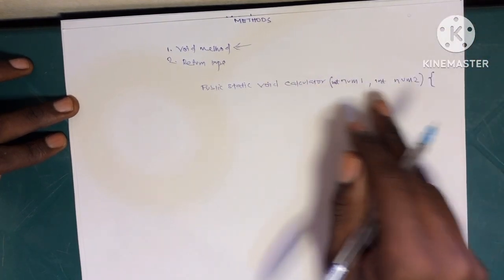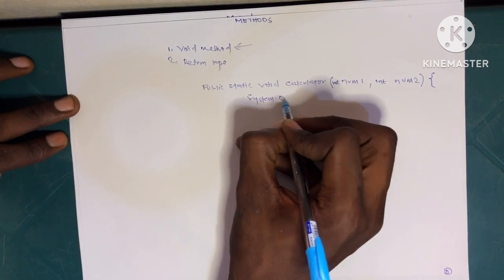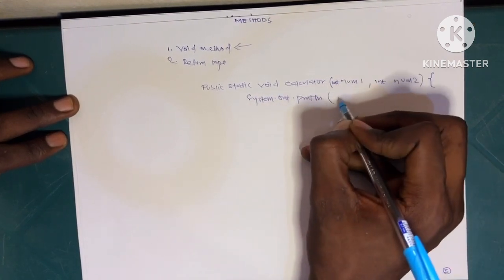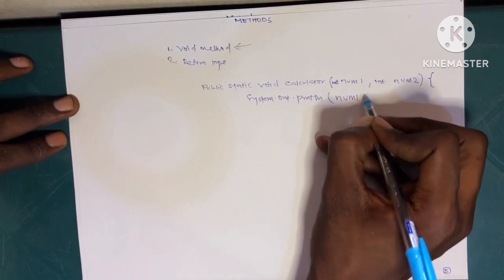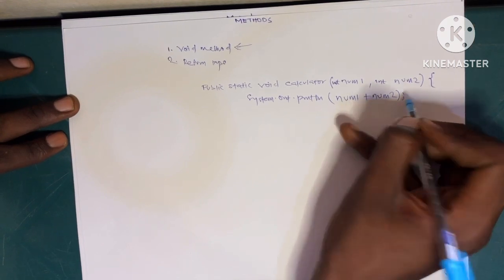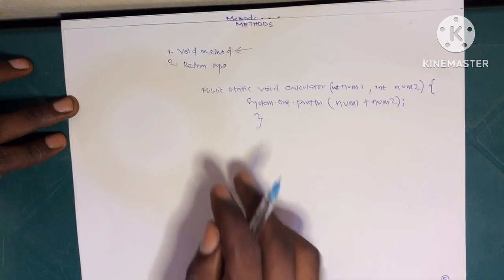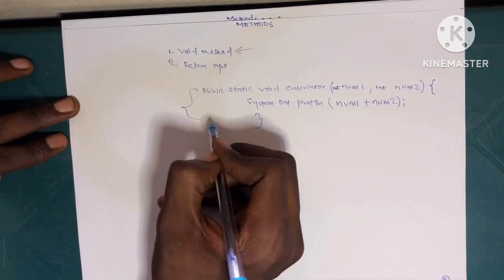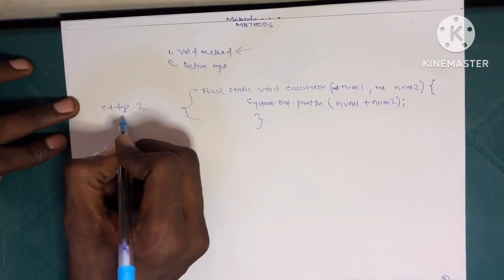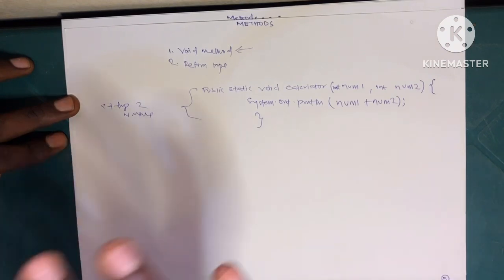Now since we want to add them together, we can just say System.out.println, then we say num1 plus num2. Then we'll put a semicolon, meaning that this is a statement, then we close it. Now as you can see, we have now created a method, and this method is for adding two numbers. Now that we created this method, the method does nothing.